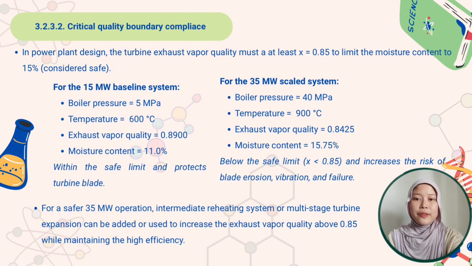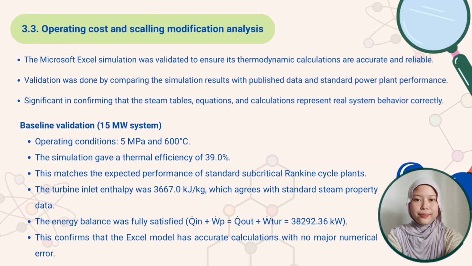To verify that these findings were reliable, the simulation model was validated using thermodynamic calculations and published performance data. To ensure that the Excel simulation was accurate, the baseline 50 megawatt system was first validated. The model operated at 5 megapascals and 600 degrees Celsius and achieved a thermal efficiency of 39%. This result is consistent with the expected performance of a standard subcritical Rankine cycle.